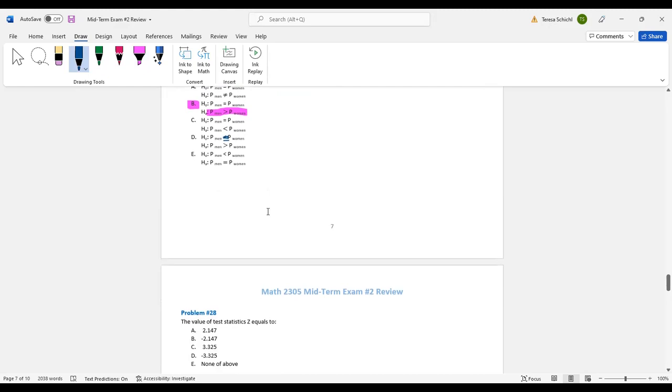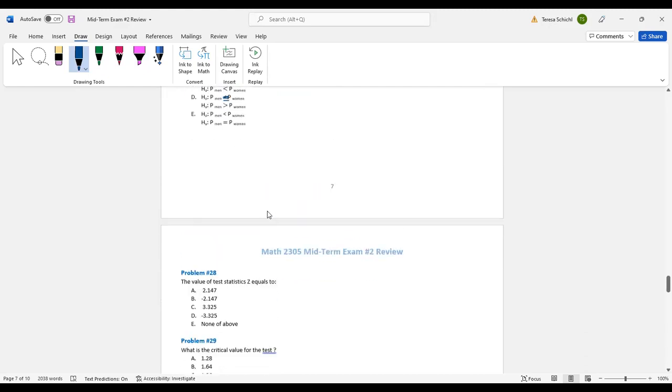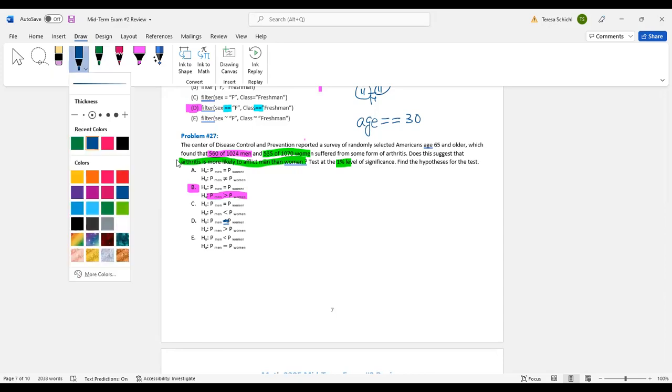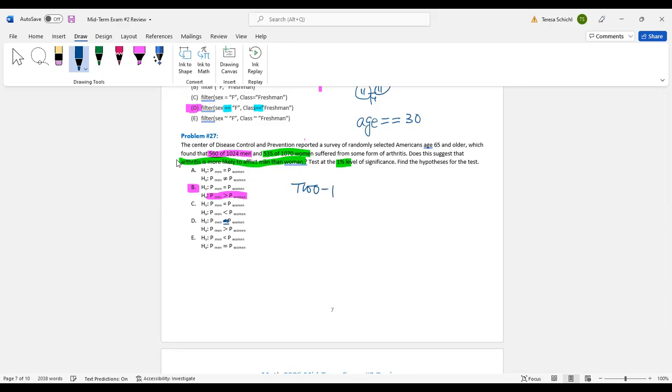Okay, so now I want to find the value of the test statistic here. Okay, so what type of test, right? We are talking about a proportion test, right? So this is the two population proportions, right? So for two population proportions, what do we use? We use the z-test. Okay, so now let's go to our calculator.